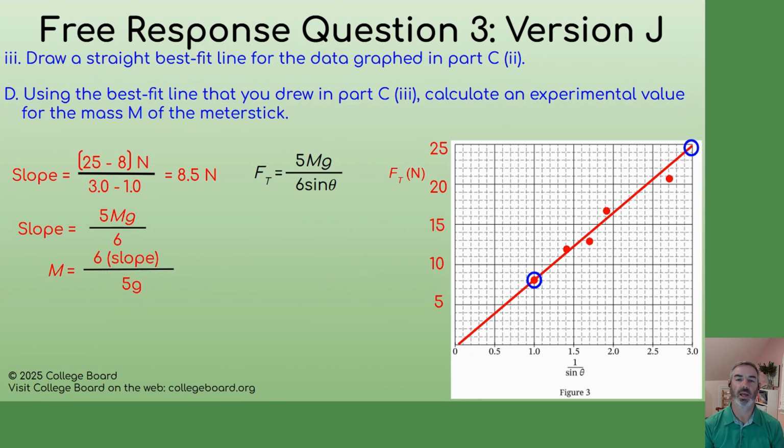So we get 6 times the slope divided by 5g. Now we can plug values in: 6 times 8.5 newtons divided by 5 times 9.8 meters per second squared. Well, newtons over meters per second squared, that's force divided by acceleration. Force over acceleration gives us a mass. So that tells us that the mass value is going to be 1.04 kilograms when we find the value of the mass using this graph.